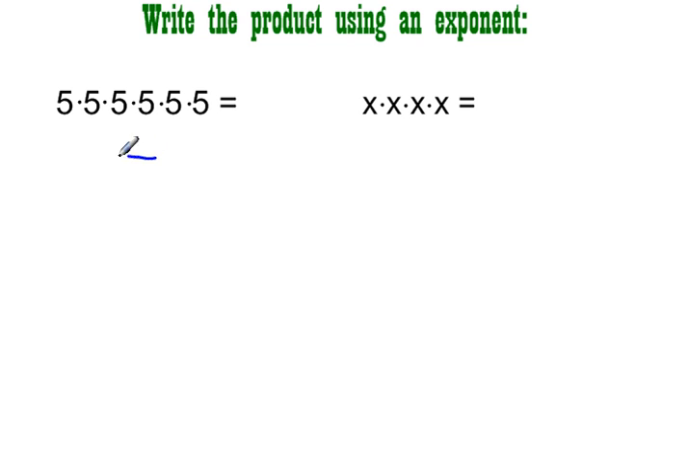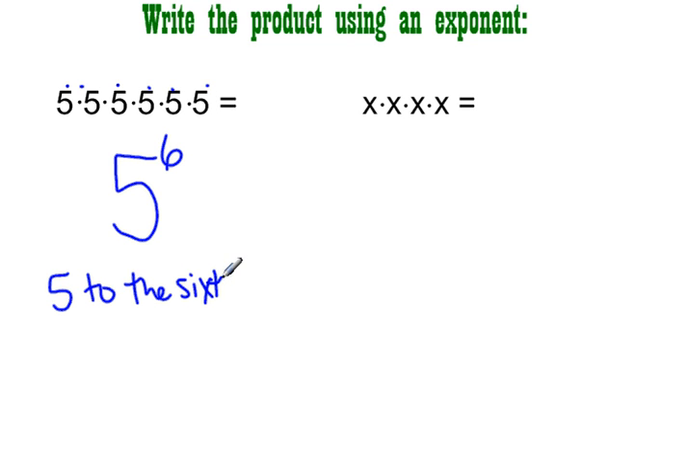So the base would be 5 because that's what's being repeatedly multiplied. And then the exponent is going to be how many times did I multiply that number 5? I have a total of 1, 2, 3, 4, 5, 6 of them. So that's 5 to the 6th power.